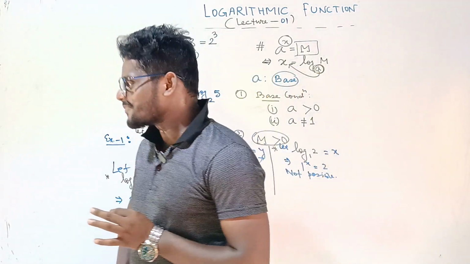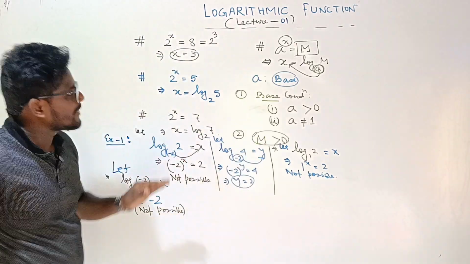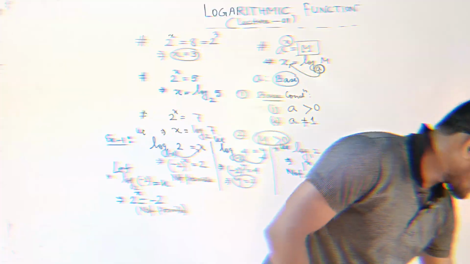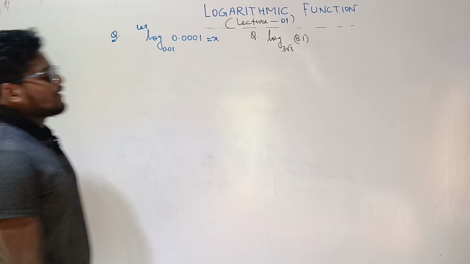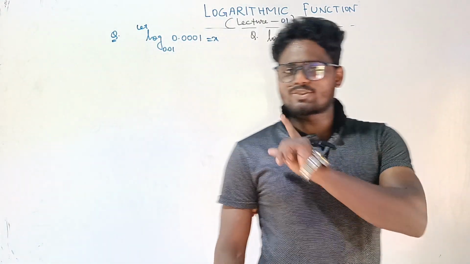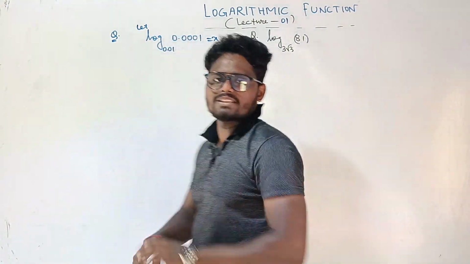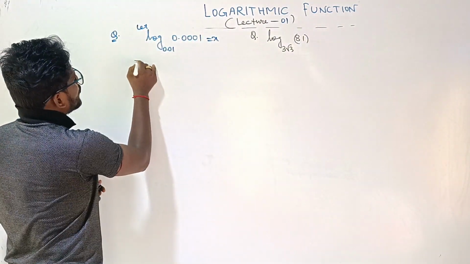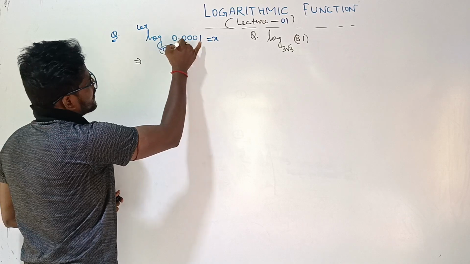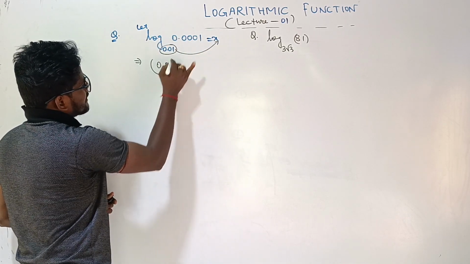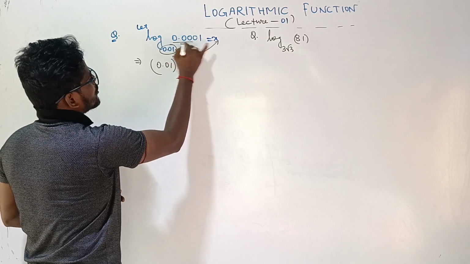Okay, so let's solve a few questions on this. Alright, let's solve these two questions. The first one, let this be equal to x. We want to find the value of this. So what I told you, the definition is what? This to the power x is equal to this one.